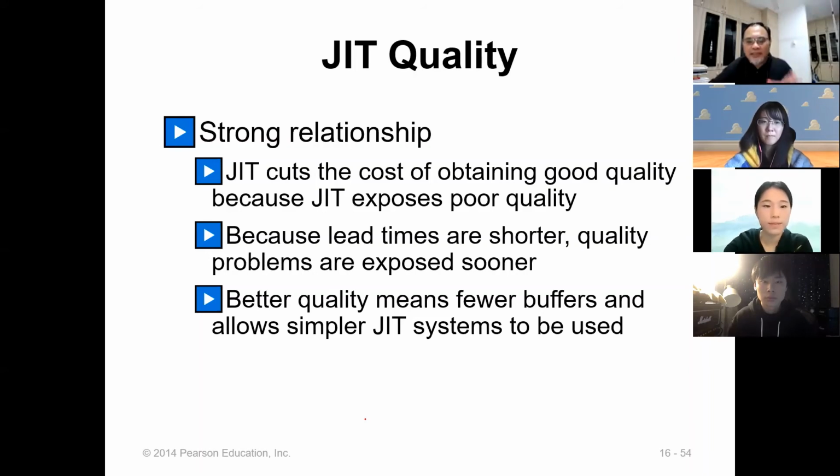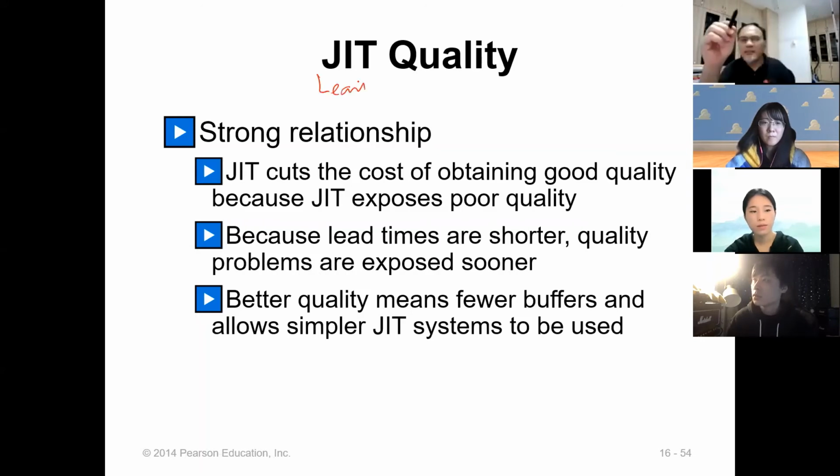Lean cannot work if there is no quality. If you want to ensure lean, I asked the question already just now. If there are defective parts, lean will fail. JIT won't work. So there is a strong relationship between JIT and lean. In the new book they say lean quality, they don't use JIT anymore. Lean quality.